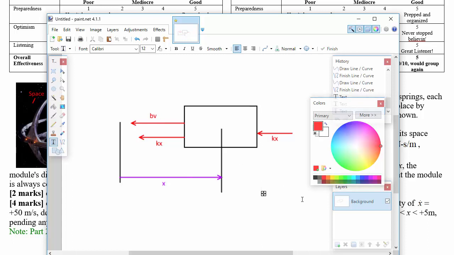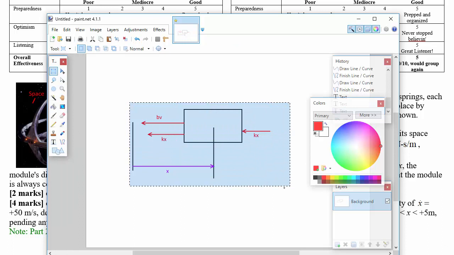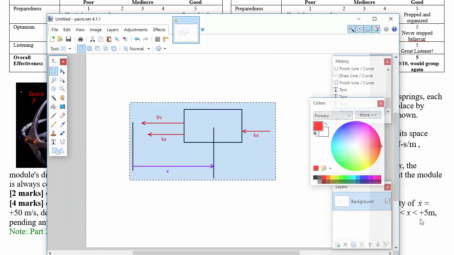Okay, so that's pretty much it. That's our free body diagram for this mass spring space damper system. You notice that we drew KX going to the left. That's assuming that the X is in the positive direction. BV, though, really it will depend on what direction the velocity is.